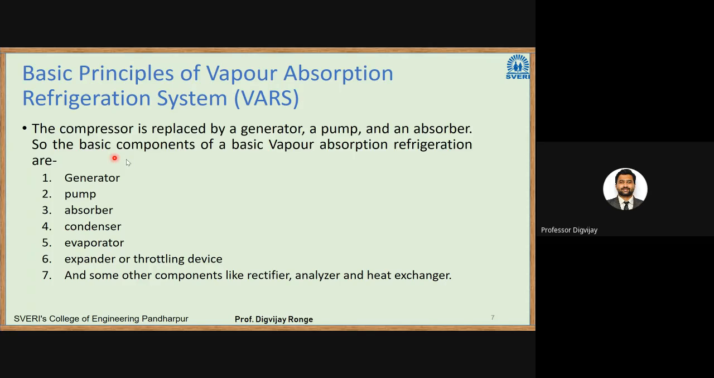So the basic components of a vapor absorption refrigeration cycle are: the first is the generator. Generator means we are supplying external heat to it, and its only objective is to increase the temperature.